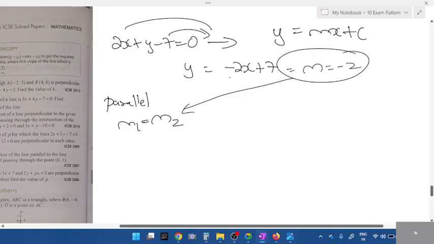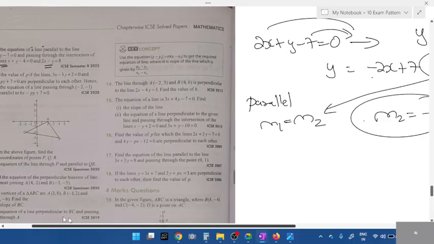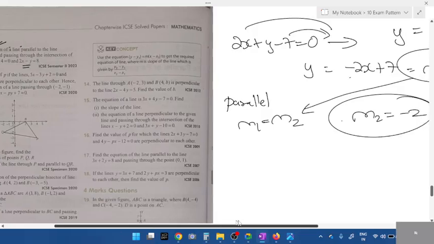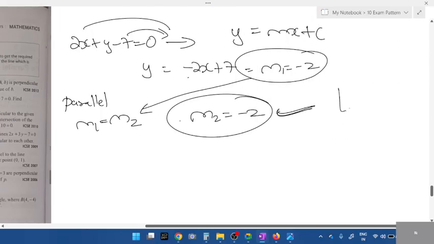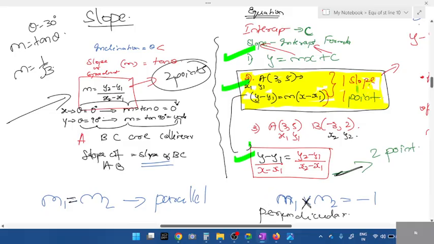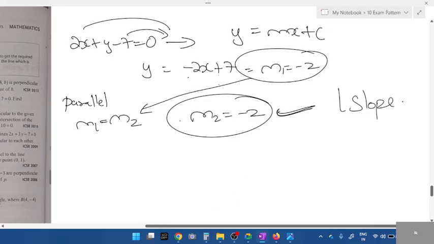Then what about parallel? If it is parallel, even this m is also minus 2, right? Yeah, keep m2 as minus 2, students. This is the first one. Next, what do we need to find here? Slope or equation? For this question, we need to find the equation. We got one slope here. If you have one slope, what's the next thing we need to find the equation? Along with one slope, what's the other thing we need? We need 1 point, right? Let us find that 1 point.